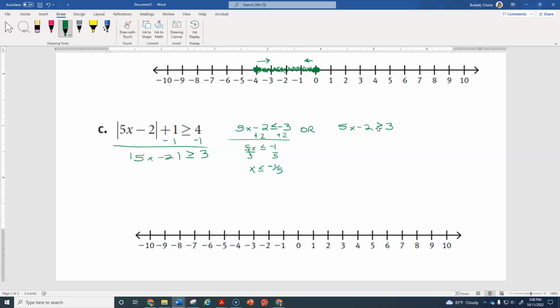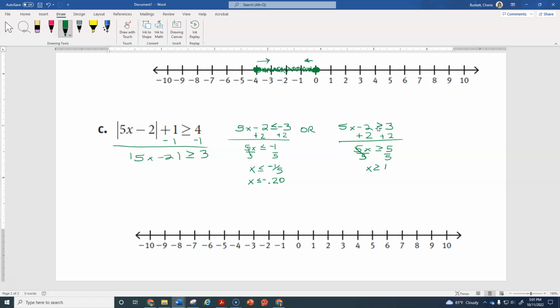And yes, you can graph -1/5. It is going to be a fraction. If it makes it easier for you to graph it, you can change that to a decimal, and 1/5 is 0.20. Now the other equation: solve for x. Do the opposite, add 2. 5x is greater than or equal to 3 plus 2, which is 5. Undo the times 5 by doing the opposite, so I'm going to divide by 5. x is greater than or equal to 1.